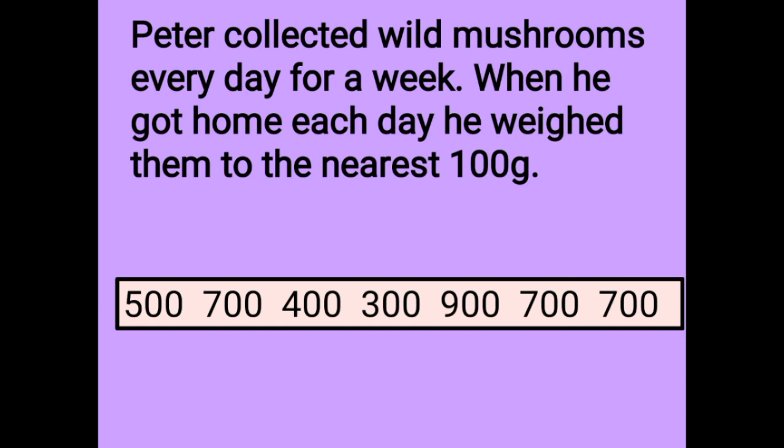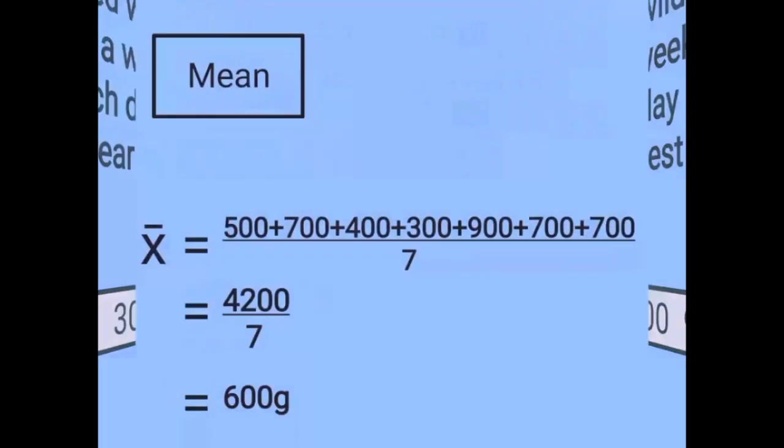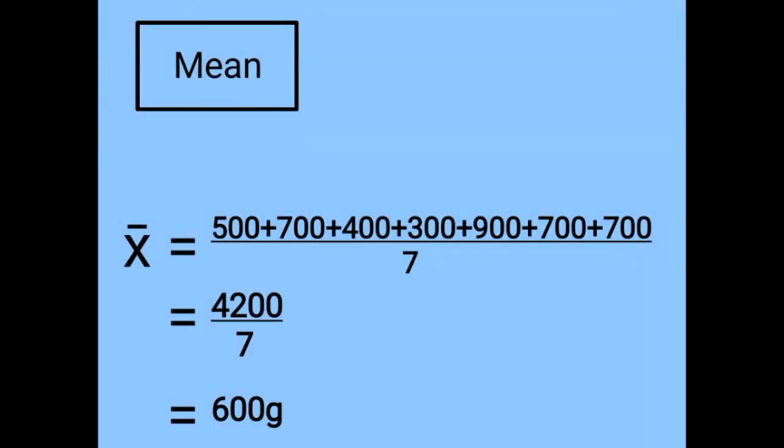So, to find the mean for these data, add all the weights together and then divide by the number of weights shown here. So, the mean equals 500 plus 700 plus 400 plus 300 plus 900 plus 700 plus 700 divided by 7, equals 4200 divided by 7, equals 600 grams.